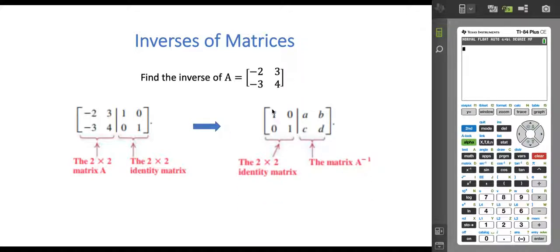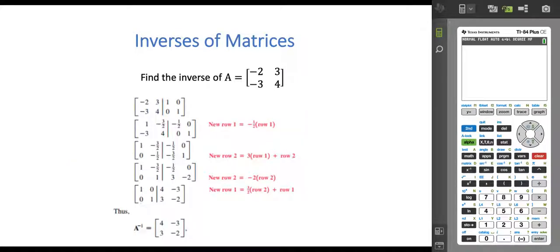So in reduced row echelon form, where we have ones on the diagonal and zeros everywhere else, here you're not going to end up with 1, 0, 0, 1 on the right. What you're going to end up with are the elements that form the inverse of A. Here's what it looks like.